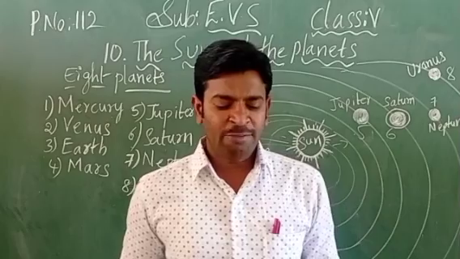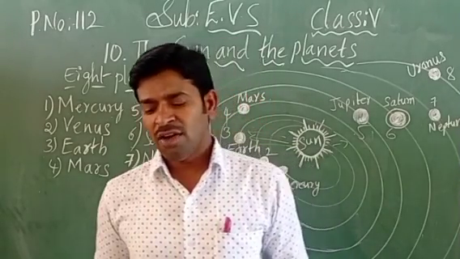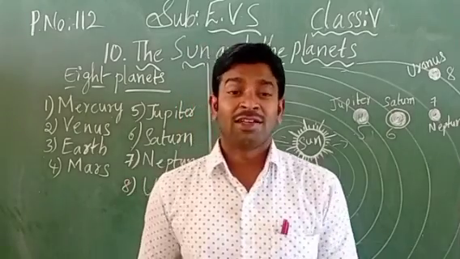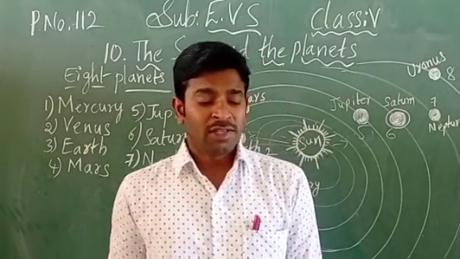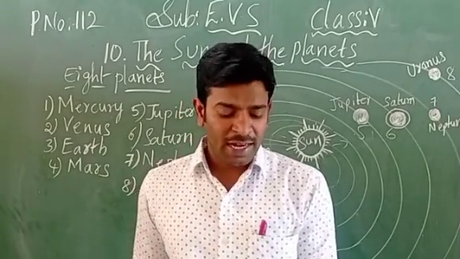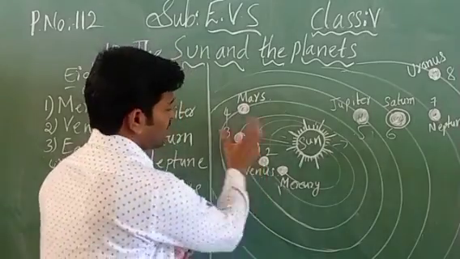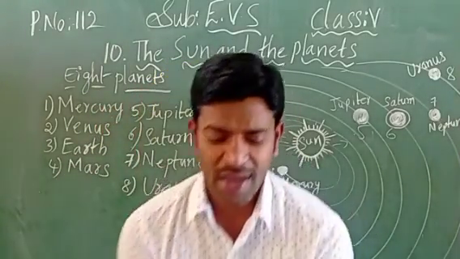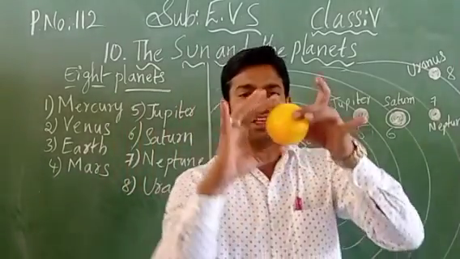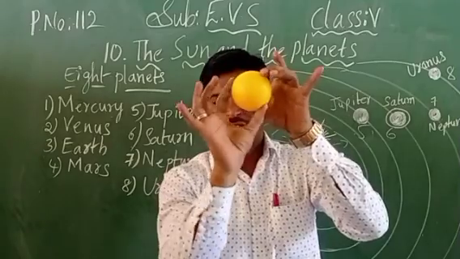Next one. These 8 planets, while rotating round themselves, revolve around the Sun. So a small information, children. Very, very important to remember. See here. These 8 planets, while rotating round themselves, that means they are rotating by themselves. Suppose this is the Earth, children. So it is revolving by itself. I am rotating now.